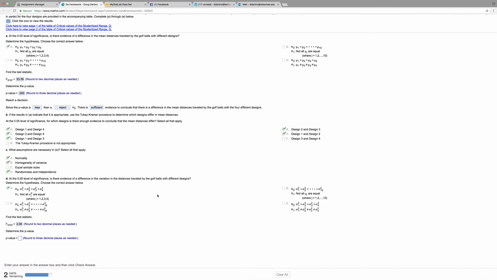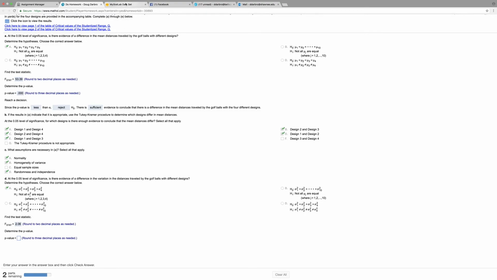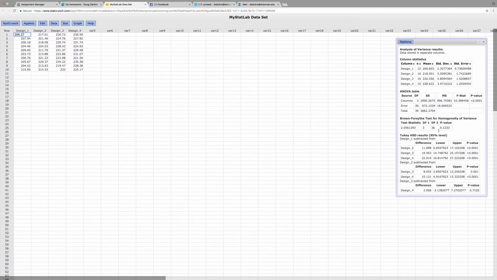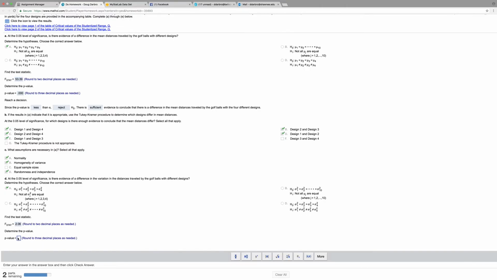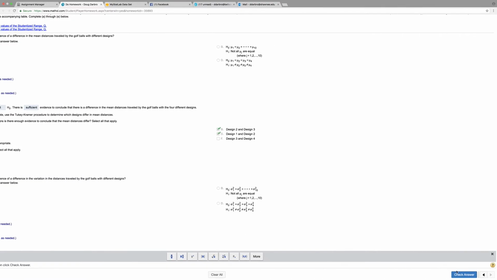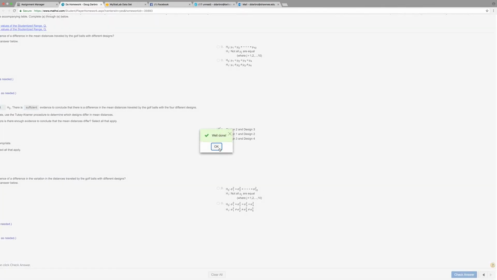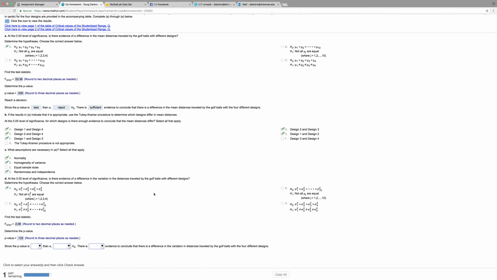Okay. The p-value, 0.123. All right, guys, there you go. That's frustrating, but all right. Let me tell you what's going on here.